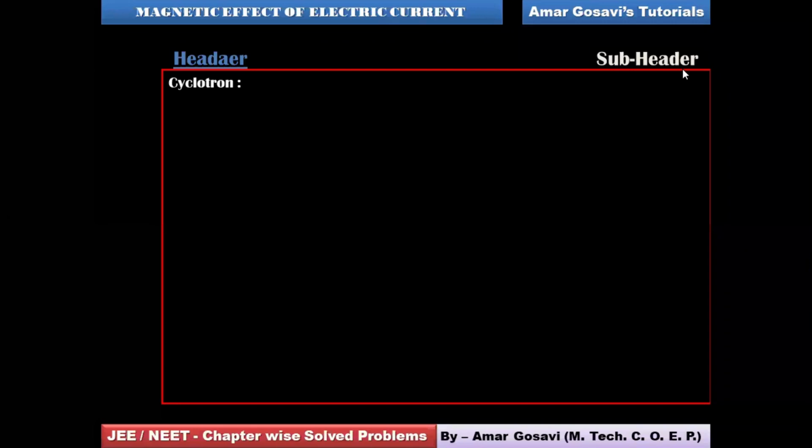In today's session, we are going to discuss an application for the magnetic effect of electric current. That application is in terms of a concept called the cyclotron. Now, what is this cyclotron?